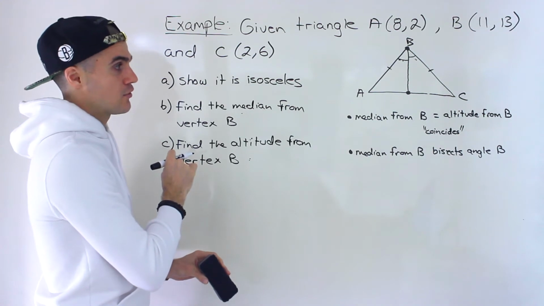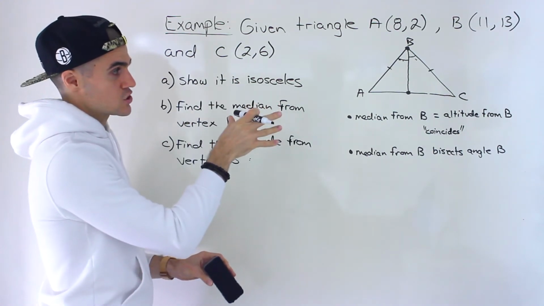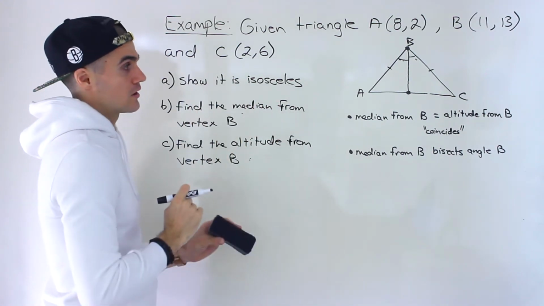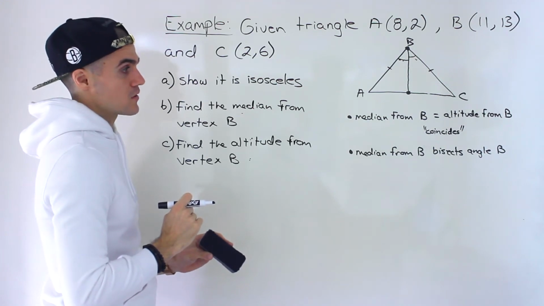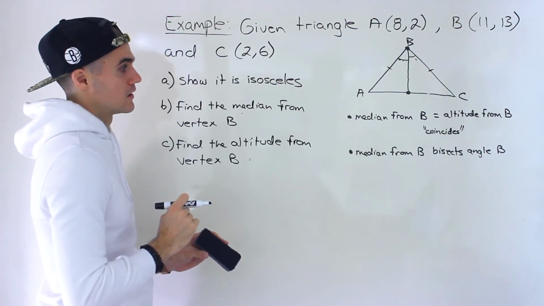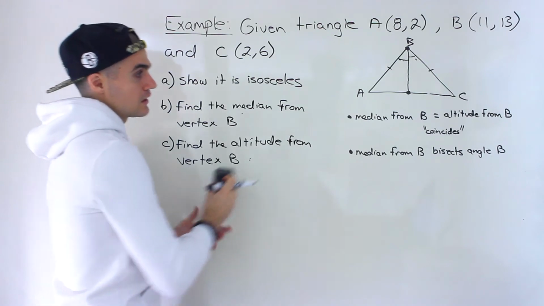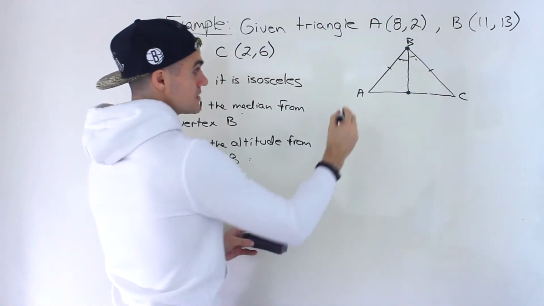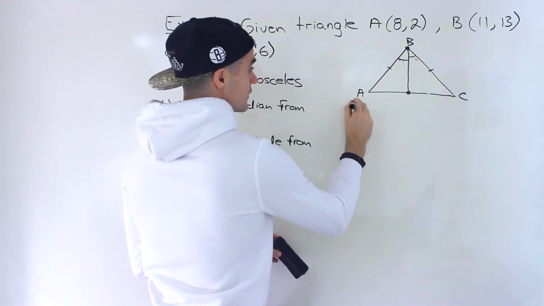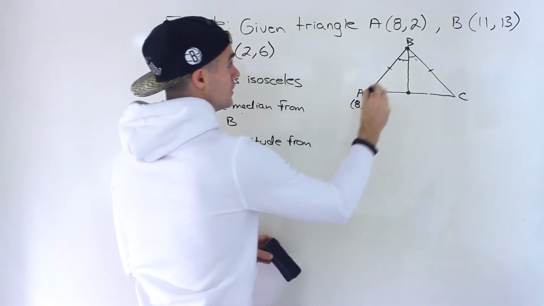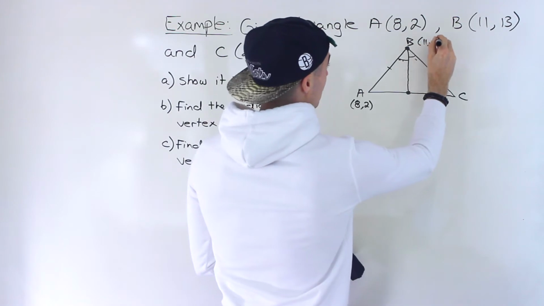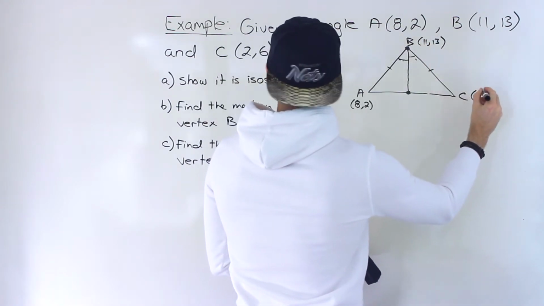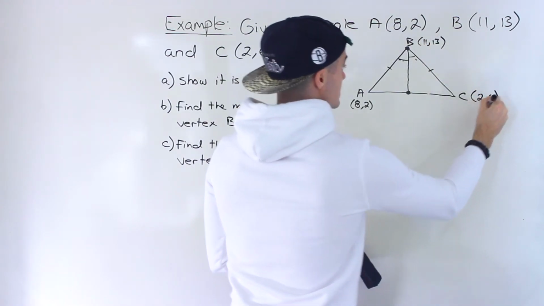That's the general theorem for an isosceles triangle, when you're drawing a median from that vertex where those two equal sides are meeting. So that's what we're going to be doing here. And so let's label these points. So let's get into this specific triangle. We've got A (8, 2), B (11, 13), and then C is (2, 6).